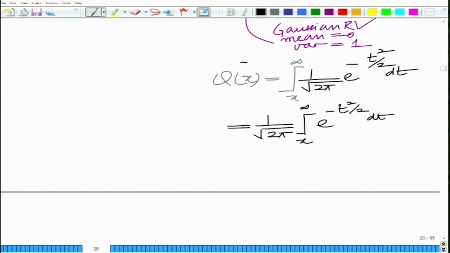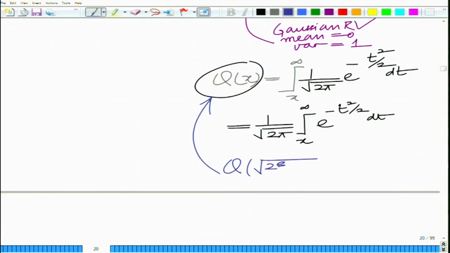Now, this Q function is very interesting, and it frequently arises in communication and signal processing, because this Q function represents the bit error rate. You might have seen the expression Q of square root of 2 Eb over N naught, which you can also write as Q of square root of SNR or 2 times SNR, depending on how you define it. So, this denotes the bit error rate.